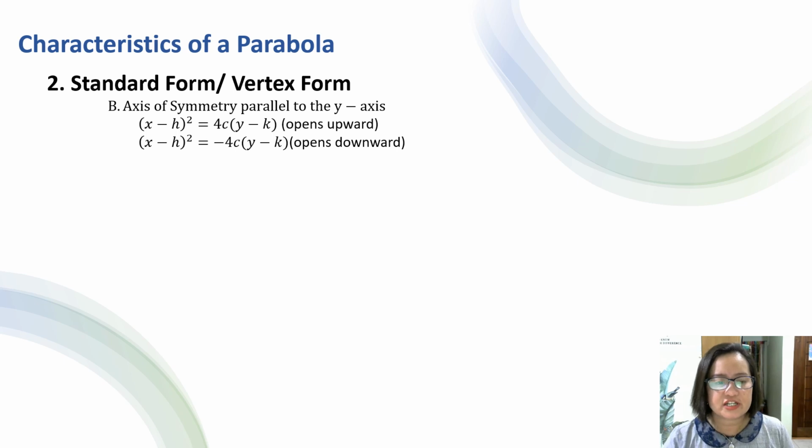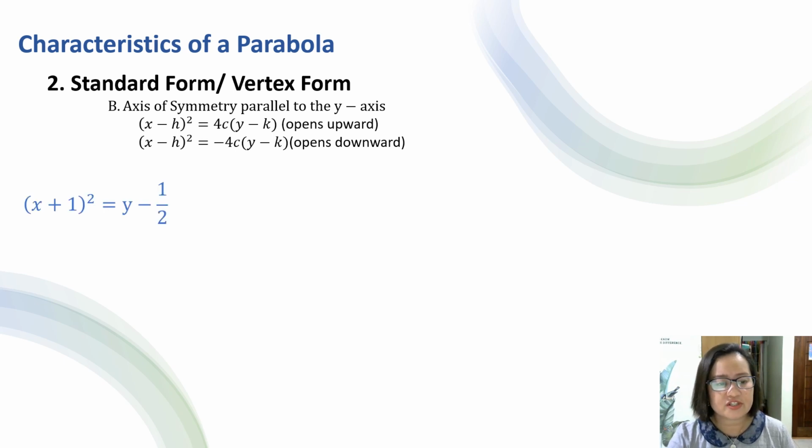Let us consider a parabola with axis of symmetry parallel to the y-axis. Based on our discussion a while ago, we can say that this parabola may open upward or downward. When the parabola opens upward, its equation is given by (x − h)² = 4c(y − k). When the parabola opens downward, its equation is given by (x − h)² = −4c(y − k).